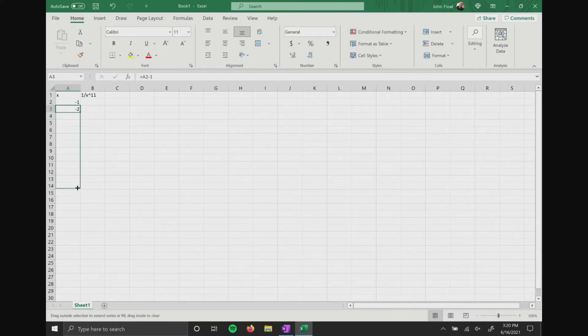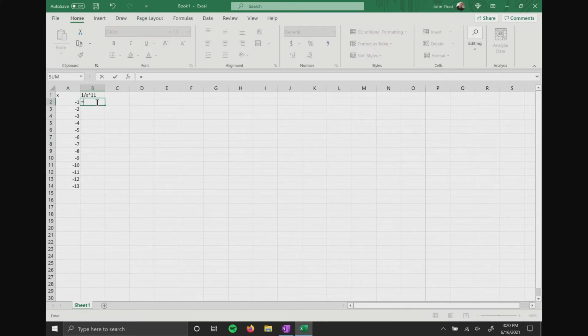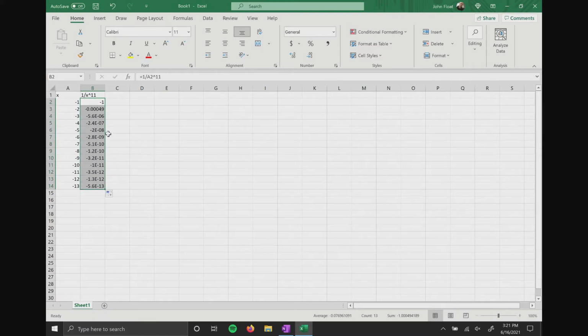And I'm just going to scroll this down so we start getting negative values, because remember, we're letting X go to -infinity. And in this cell, I'm just going to type equals 1 divided by the previous cell, all raised to the 11th power. All right, so the first one, we get what we would expect, -1. But as I scroll down, look what happens to all my values.